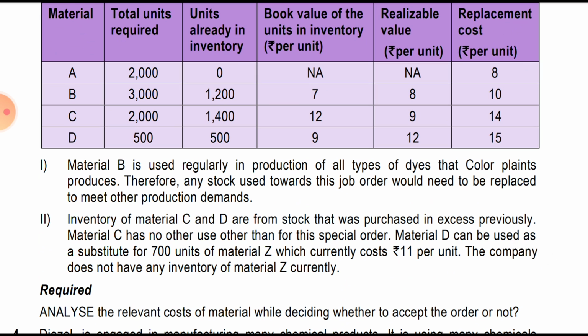Material B is used regularly in the production of all the types of dye that Color Paint produces. Therefore, any stock used towards this job order would need to be replaced to meet the other production demand. So if it is regularly used, it will be treated as if there isn't any stock and we have to buy directly from the outside market. That is, we will charge at replacement cost.